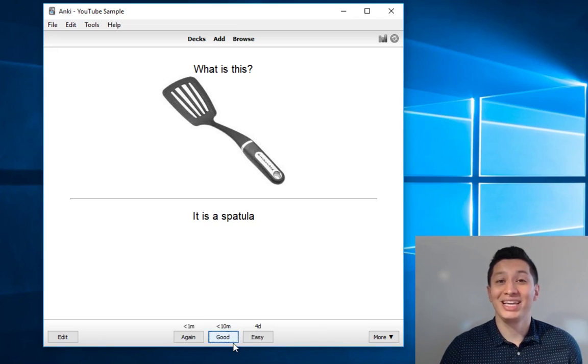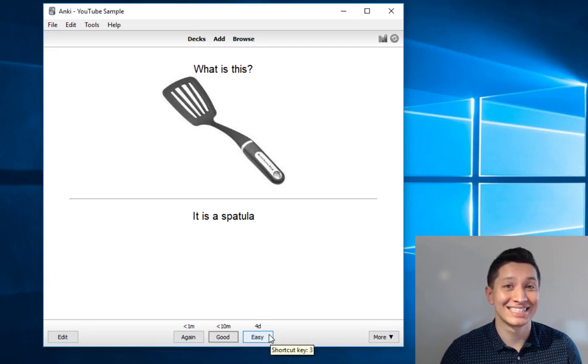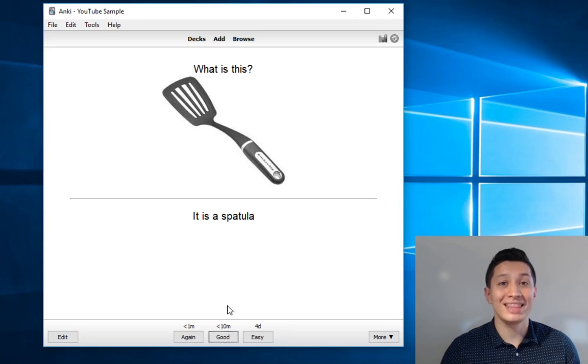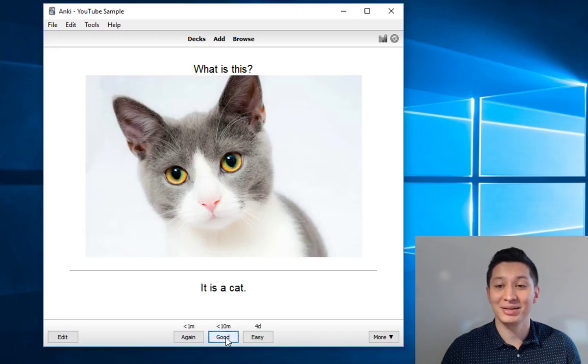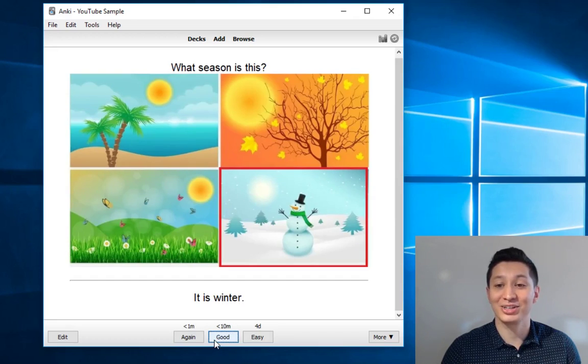Now depending on how easy it was for you to remember that answer, you click on one of the buttons below. If you knew the answer immediately, you can click Easy. But if you were completely wrong or had no idea what the answer was, you should click Again, so that this card comes up more frequently to give you more practice. The card will continue to appear until it becomes easy, and then it will stay in your long-term memory.